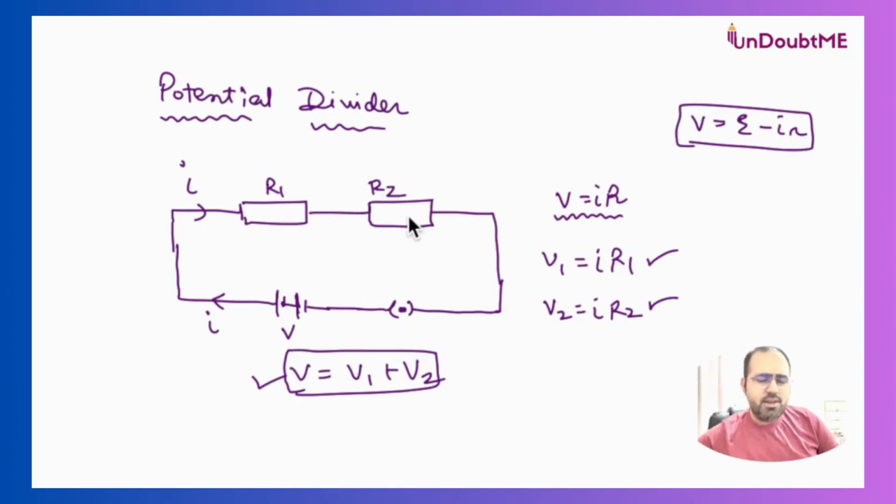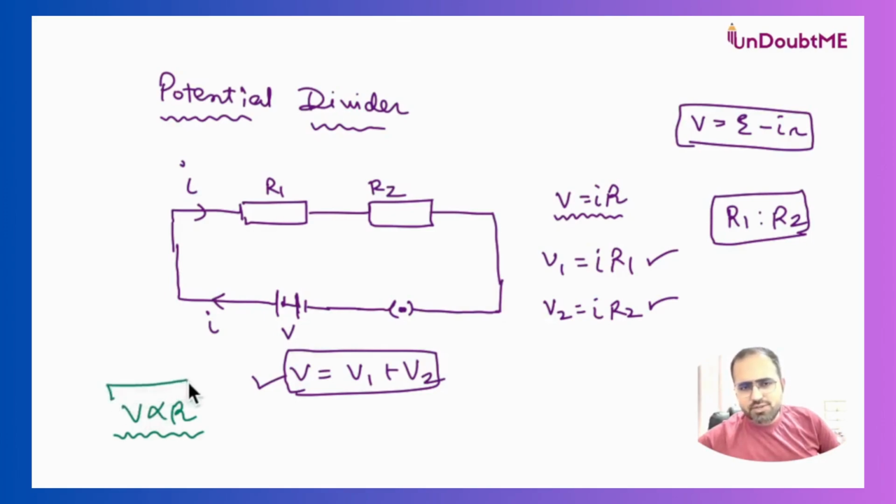Now, how will it be divided across both the resistors? It will be divided in the direct ratio of resistances, R1 is to R2. Over here, voltage is directly proportional to resistance. Since they are directly proportional, voltage will divide in the direct proportion of resistance. It means the more the resistance, the more the voltage. So that's why the voltage will divide in the ratio of R1 is to R2.